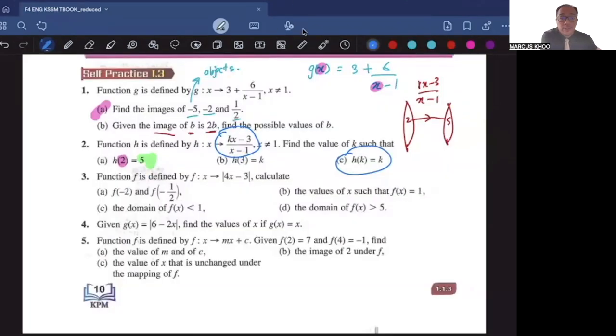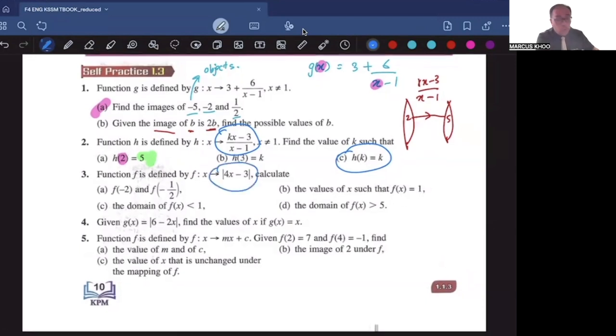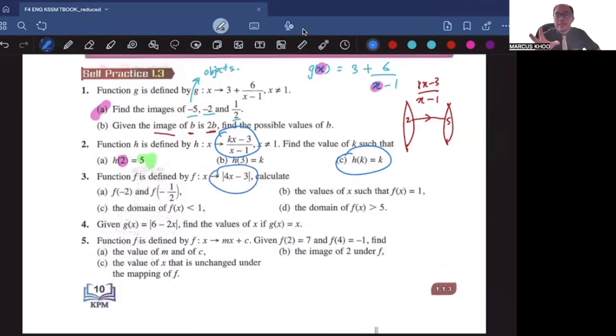Okay, question number 3. So we have this function that once again has this modulus sign. Remember, modulus is more about the image. If the image is negative, it becomes positive. If the image is positive, it remains positive. So the most basic one is we find the image first: f(negative 2) and f(negative half). Those negative 2 and negative half are objects.